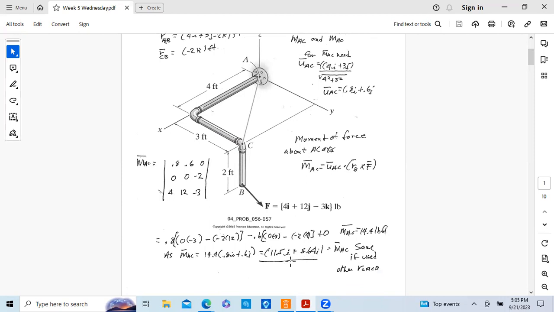Okay, to write this as a Cartesian vector, you simply take the scalar quantity of the 14.4 times the unit vector, which was 8i plus 6j, and you end up with 11.5i plus 8.64j. Okay, and that ends up being the unit vector.